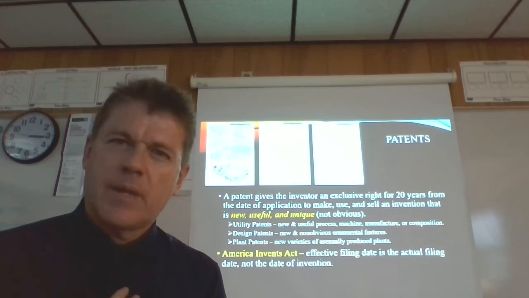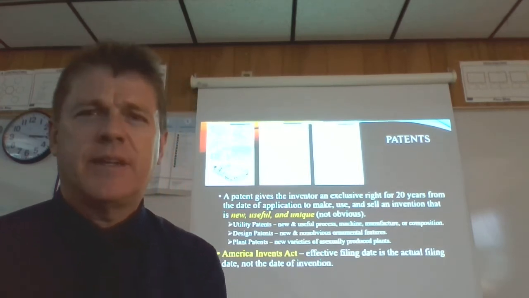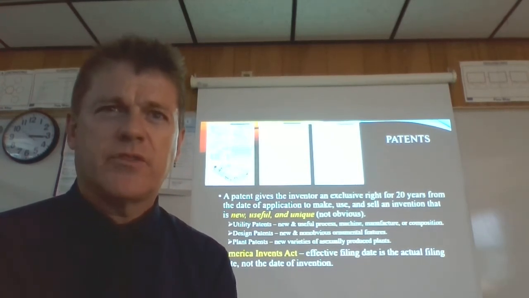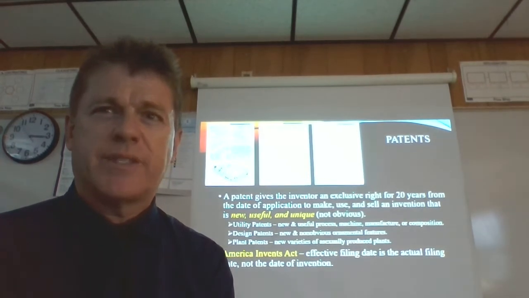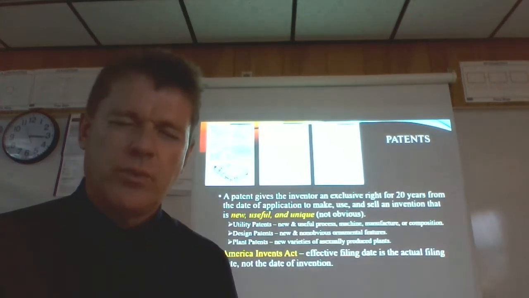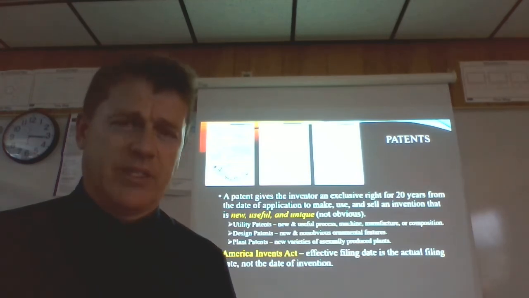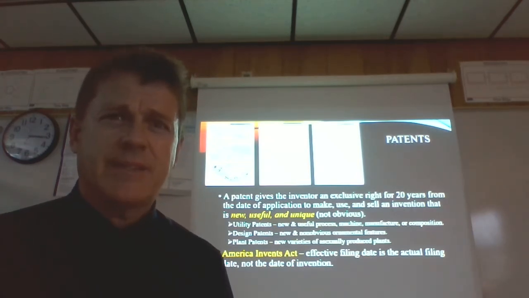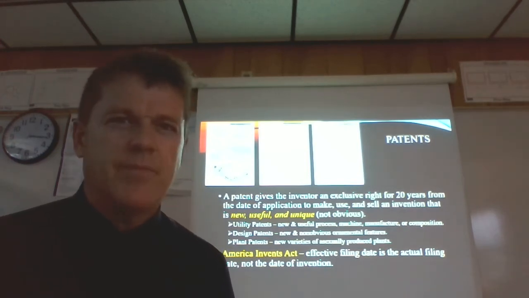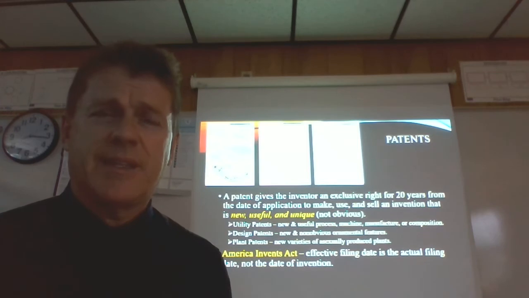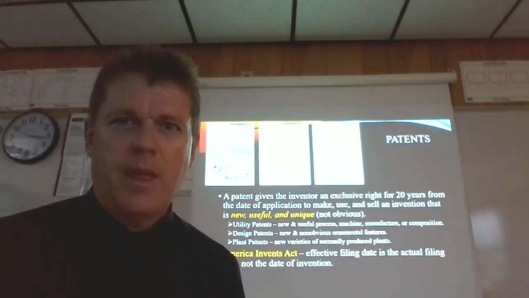Okay, patents. A patent gives an inventor an exclusive right for 20 years from the date of application to make, use, or sell an invention, and it has to be new, it has to be useful, and it has to be unique or not obvious. And so there are utility patents, like a new useful process, machine, manufacture, composition. It could be a design patent, which covers new, not obvious ornamental features. And then there are plant patents that deal with varieties of different types of plants.